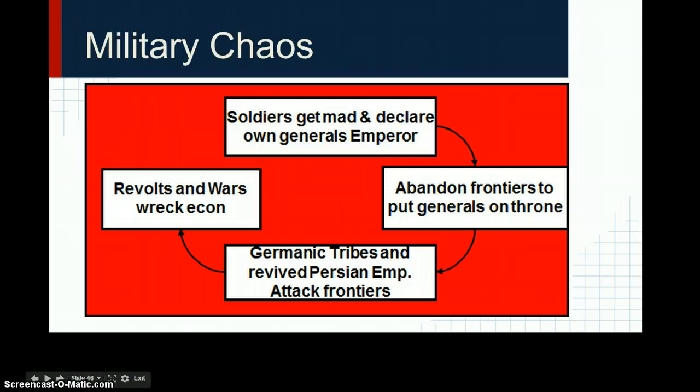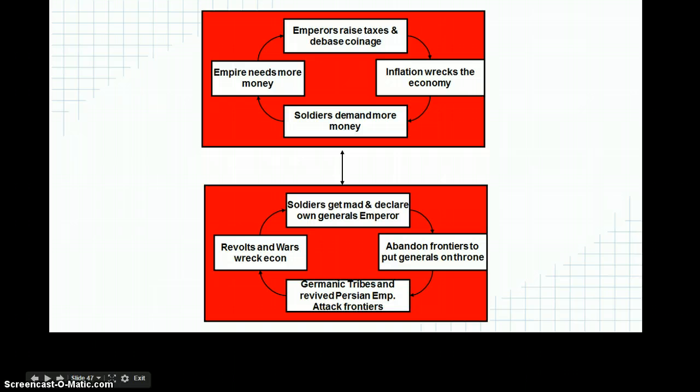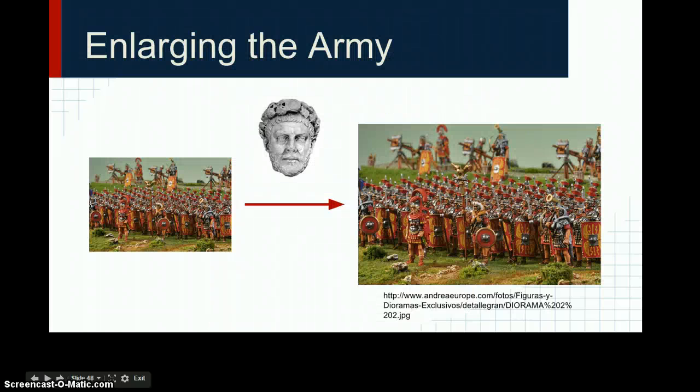Civil wars and revolts erupted, essentially destroying Rome's economy. The two cycles are the causes and results of each other, joining them together as one whole larger cycle. Not only did Diocletian have economic reforms, but also military reforms.